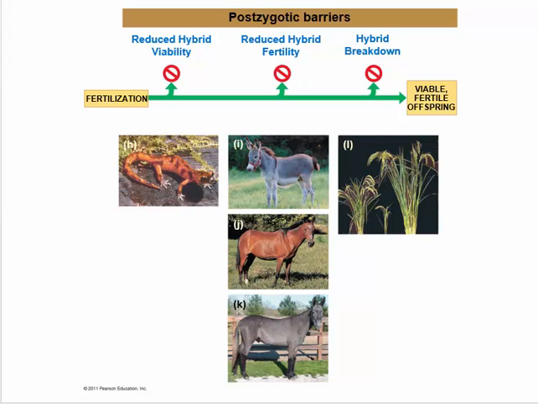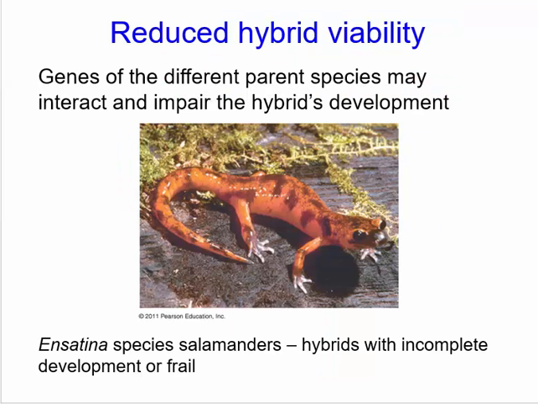All right, so there's three potential outcomes, or we can categorize the outcomes in these three ways, and we'll talk about each one here. The first one is reduced hybrid viability. So a fertilization event does happen, offspring is produced, but the offspring are less fit than either of the parental species. The example here is these Ensatina salamanders, where these guys overlap and produce hybrids. The hybrids are kind of frail and weak and don't do very well, again, compared to the parental species.